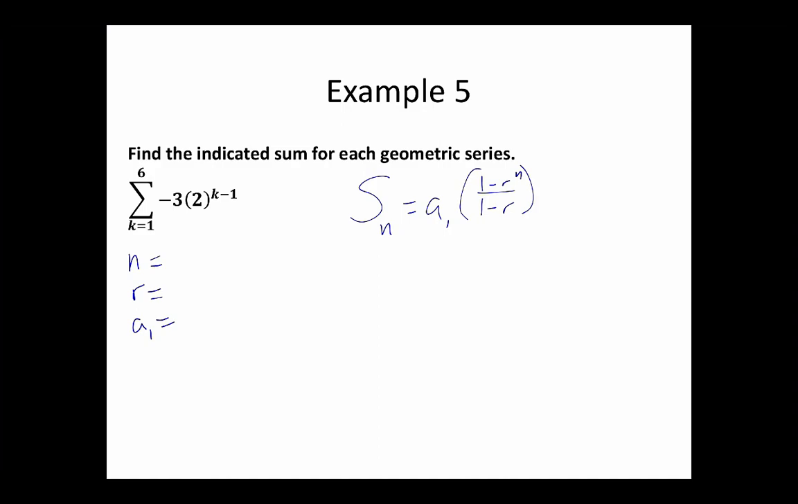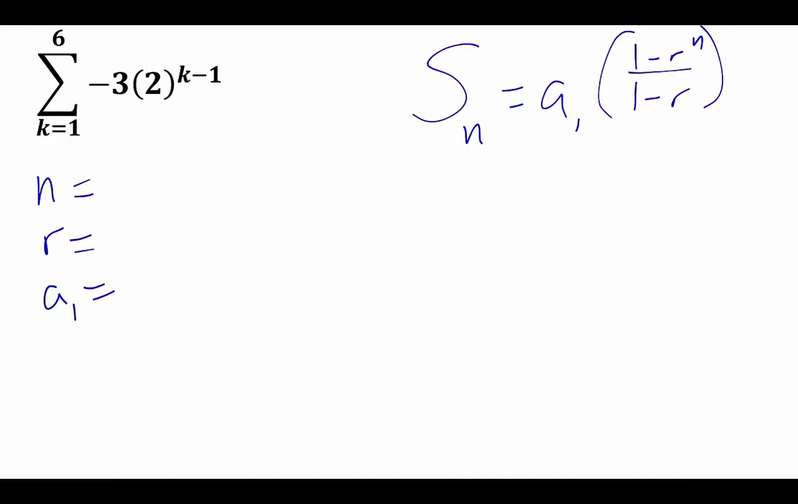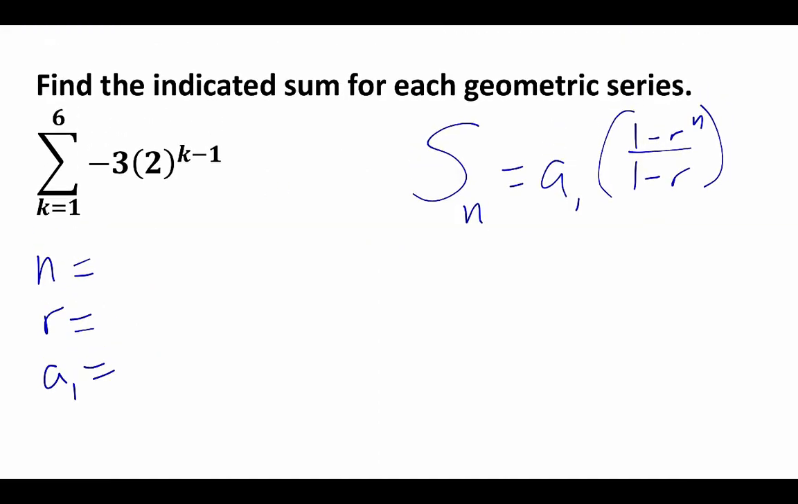There are a couple of different ways you can go about this. n, the number of terms, is 6. Start with the first term going up to the sixth term: 1, 2, 3, 4, 5, 6. That's 6 terms. r, taking a look at the pattern here, is the number that's being raised to the exponent. So in our case, it's just 2.